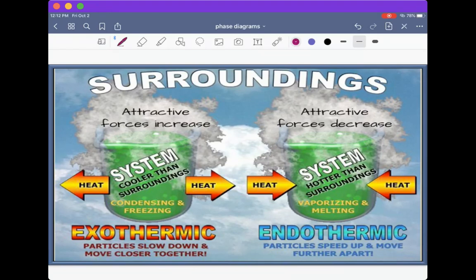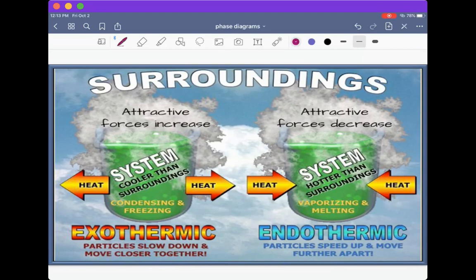So when our system is cooler than the surroundings, this means that heat is going out. Heat is being released. So this is an exothermic process. The particles are going to slow down. They're going to move closer together, and the attractive forces are going to increase because your particles are becoming closer together.